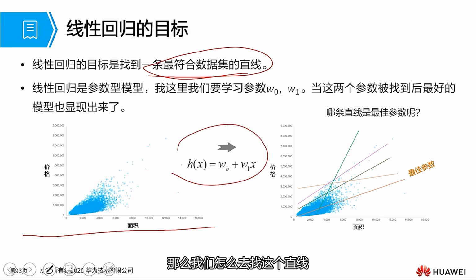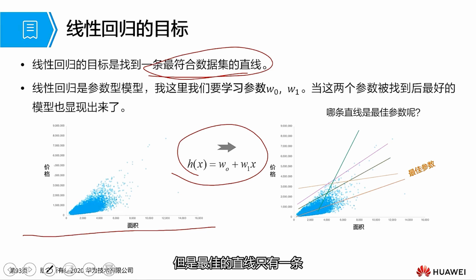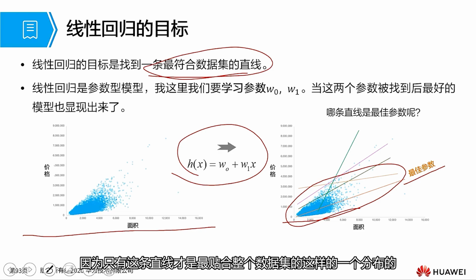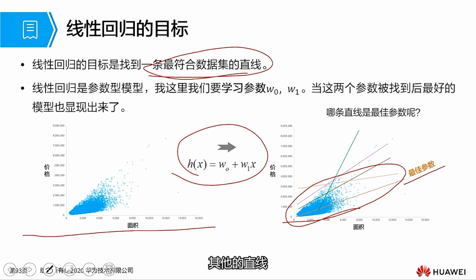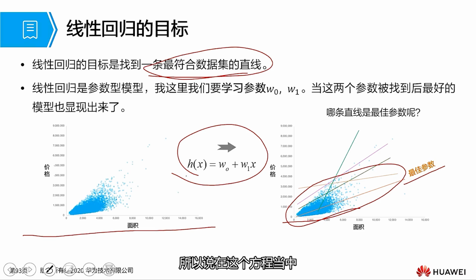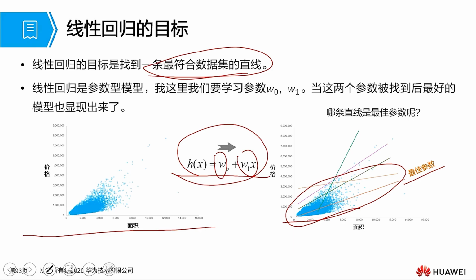Right? We are looking for the best straight line, like this, because only this straight line best fits the distribution of the entire dataset. For the other straight lines, the data you predicted does not fit the distribution of our entire dataset very well. So in this equation, we need to find the best values for these two parameters, W0 and W1. We also need to learn how to generate these two parameters. So learning the optimal values of these two parameters is what we ultimately aim to find, the optimal model. Okay, let's take a look at how we can learn those two parameters.